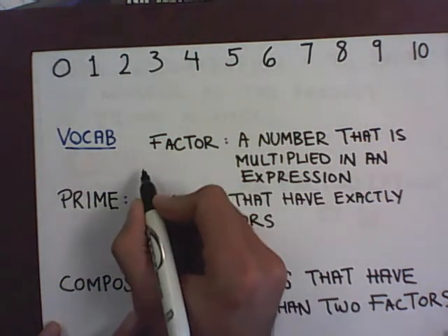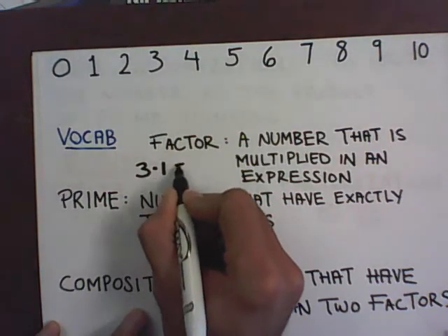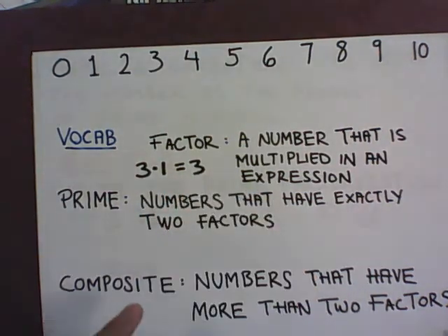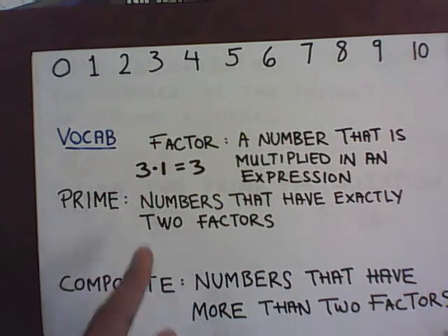So for example, we'll have 3 times 1 equals 3. So 3 here is a factor and 1 is a factor, because 3 is a number that is multiplied in this expression here. So that's a factor.